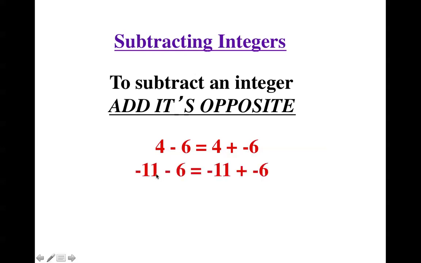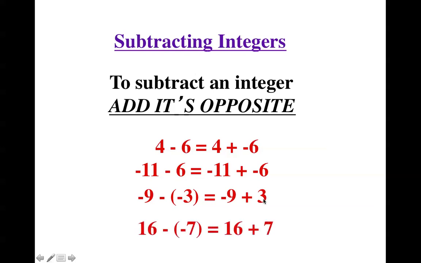In solving this one, you have negative 11 minus 6 is the exact same thing as negative 11 plus negative 6. We added, and then we took the opposite of positive 6, which was negative 6. In this situation, same idea. Instead of subtracting negative 3, we add the opposite of negative 3, which is positive 3. And you guessed it, here we go. Minus negative 7 becomes plus positive 7.